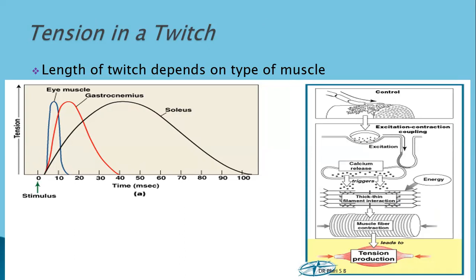So the duration of the muscle twitch is dependent on the size of the muscle fibers. So the larger the muscle fiber, the longer the muscle twitch. So you can see here, the eye muscle will just produce a very small muscle twitch duration. Then if the muscle fiber is increasing, like the gastrocnemius muscle, the muscle twitch will last for a longer period. If the muscle is very big, like the soleus muscle, you can see it can last up to 100 milliseconds. So this is very fast, a single contraction in the muscle after stimulation.